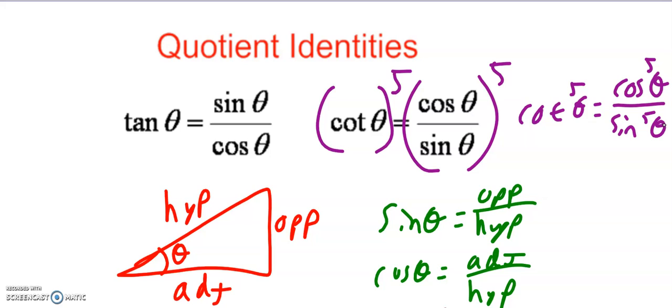The other thing to point out, and this should hopefully be kind of obvious, but maybe it's not, is the variables have to match up in order for this to be true. If this is tangent of theta, and then this doesn't equal sine of x over cosine of x, that's not true. Tangent of theta equals sine of theta over cosine of theta. Tangent of x equals sine of x over cosine of x. All right.